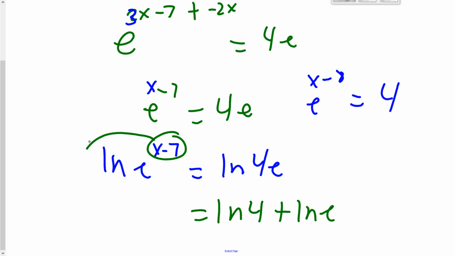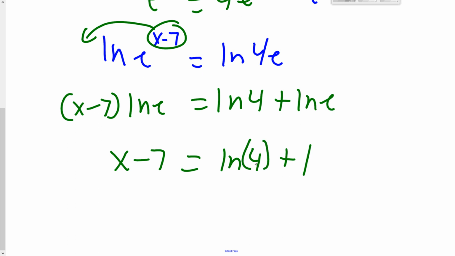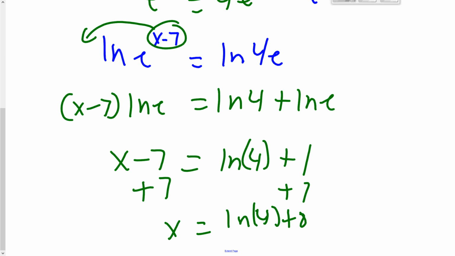I can bring this using the log properties, right? That's a binomial, so put it in parentheses. Okay, ln of e equals 1, right? So this is x minus 7. This is ln of 4 plus 1, so I can't add 1 and 4 and get ln of 5. I've got to take the ln of 4 first and then add 1. So now I'm adding 7, so I get ln of 4, and then I'm going to add 8, and that's going to be my x.